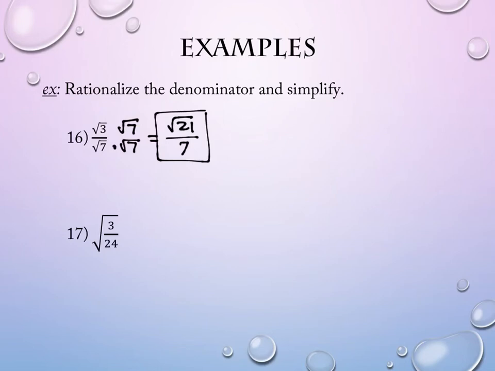So looking at the next one, number 17. While it's true that I could write square root of 3 over square root of 24, it's probably not the best way to start. Does anybody see another option here? What can you do with the 3 and the 24? You can simplify them. What do they both divide by? Yeah, they both divide by 3. So our ideal place to start here is to make what's underneath the radical smaller. So this is 1 and 8. Everybody good so far?